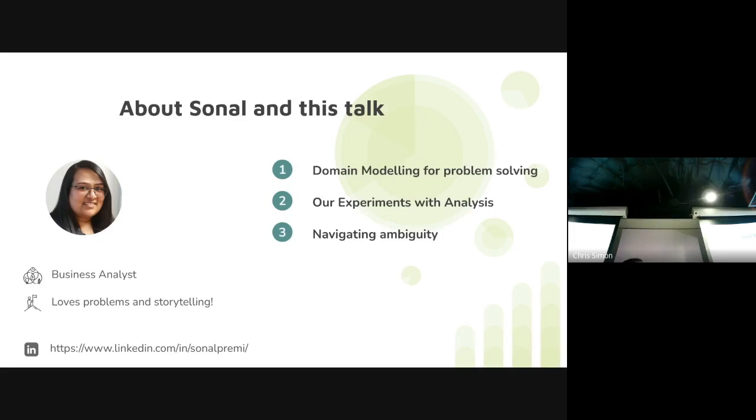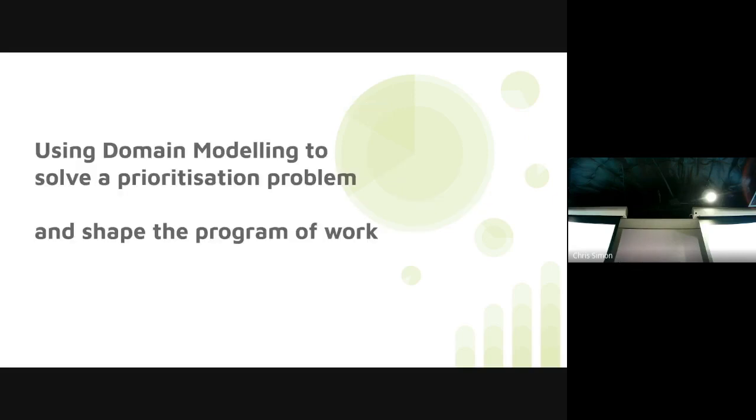So this talk's going to be about domain modeling for problem solving, our experiments with analysis to get to that point, and a bit of a self-indulgent talk on navigating ambiguity. And if you're asking, hang on, what are you talking about again? So what I'm talking about is using domain modeling to solve a prioritization problem that helped us shape the program of work. So not architecture, not design, but really helping teams shape the work that we're doing.